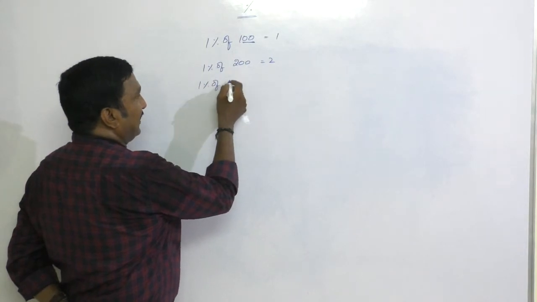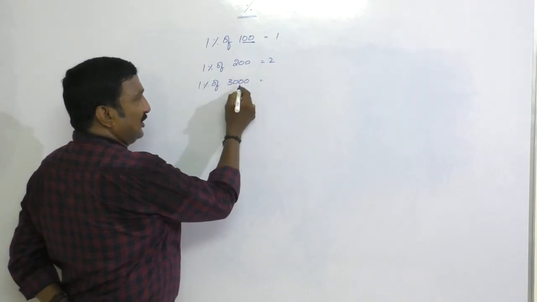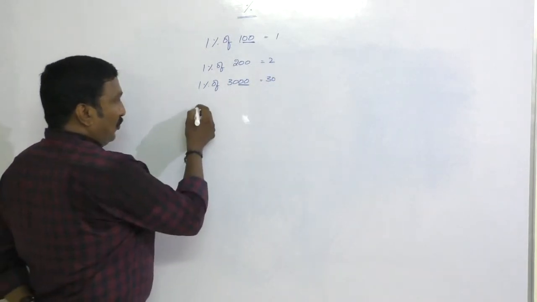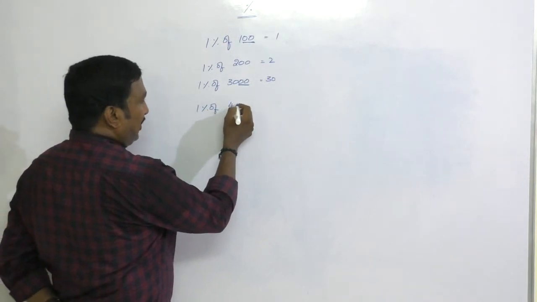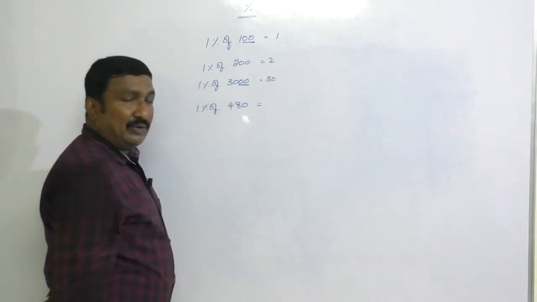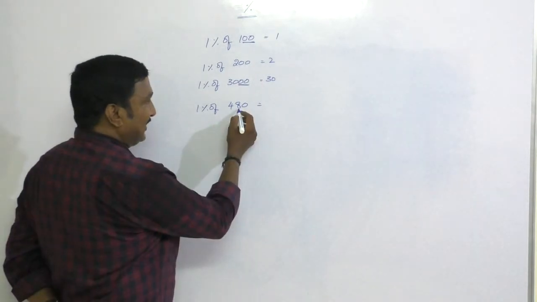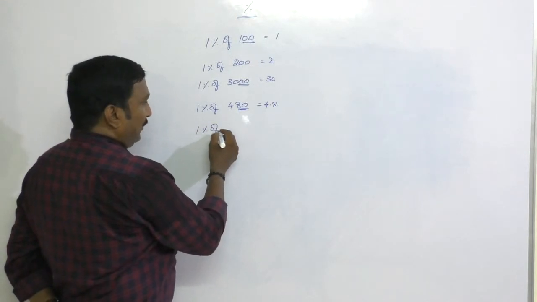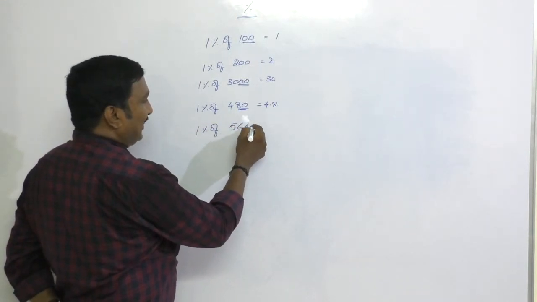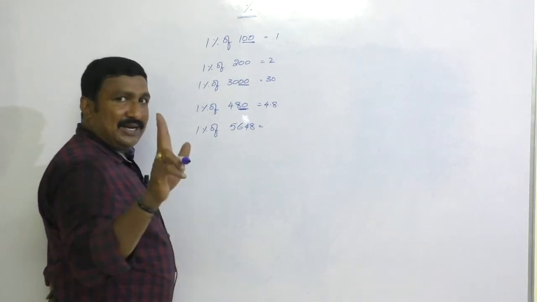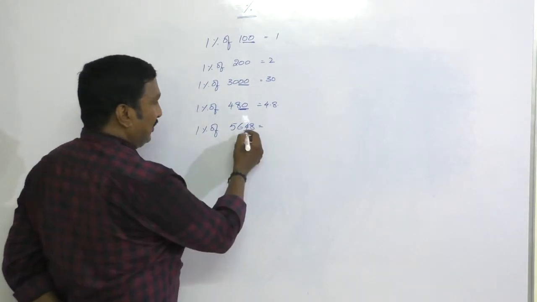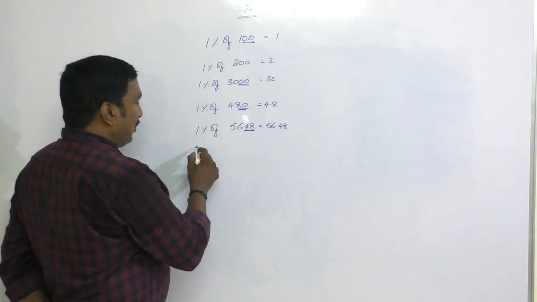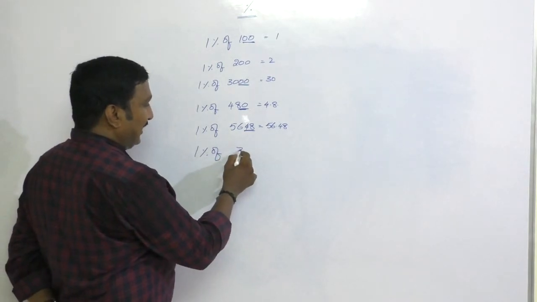1% of 3000. So I am taking the two places. Two places, if you eliminate, how much will it come? 30. Now 1% of 480. Now we have to take two places. After two places, we have to take the decimal. That means 4.8. 1% of 5648. So we have to take the two places from the right hand side. So how much will it come? 56.48.